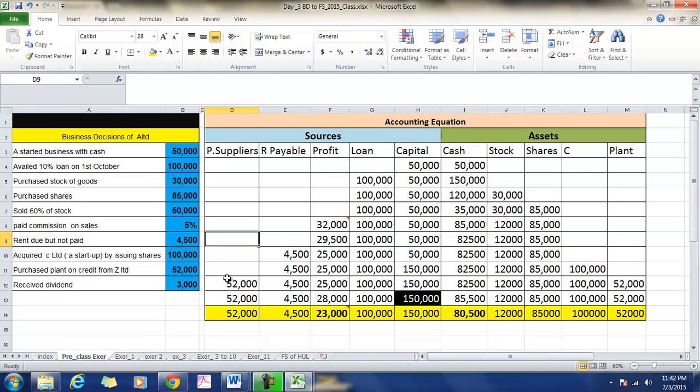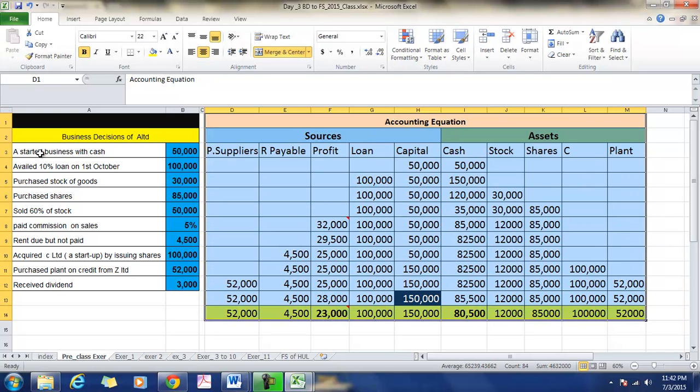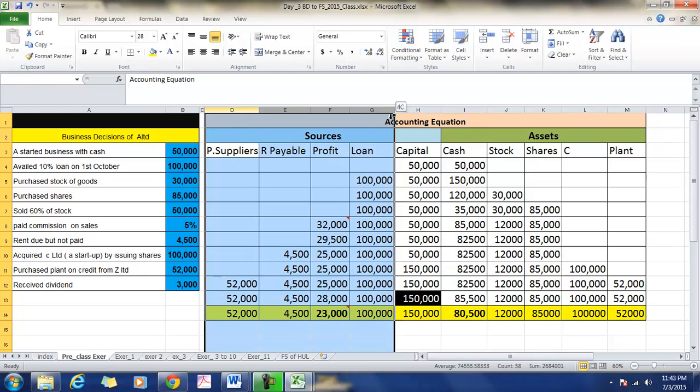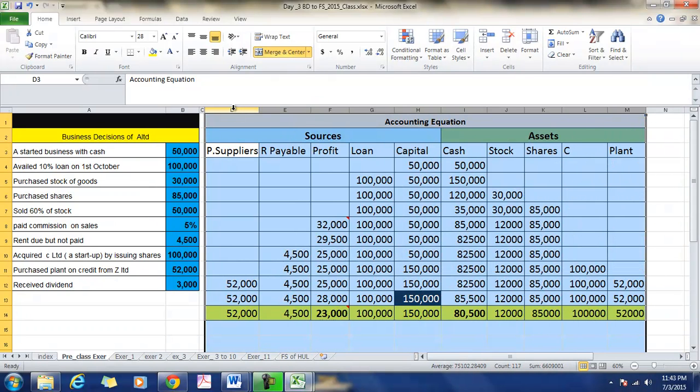In this session, we will observe the effect of these business decisions on the financial statements. We already had converted these business decisions into the accounting equation. The accounting equation shows the impact of each decision on the sources and assets. However, it cannot show directly how this profit is determined and why and how the cash is changing. For that, we would like to prepare and observe the financial statements.